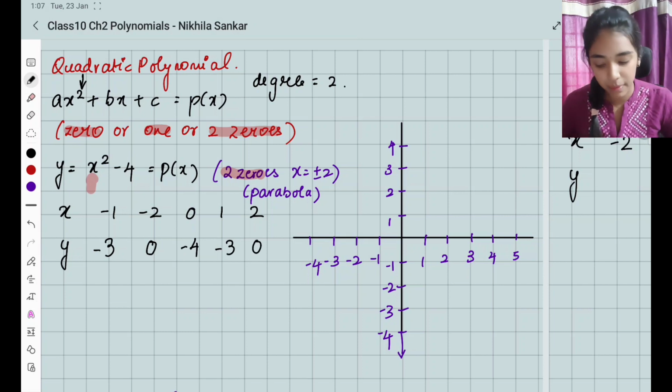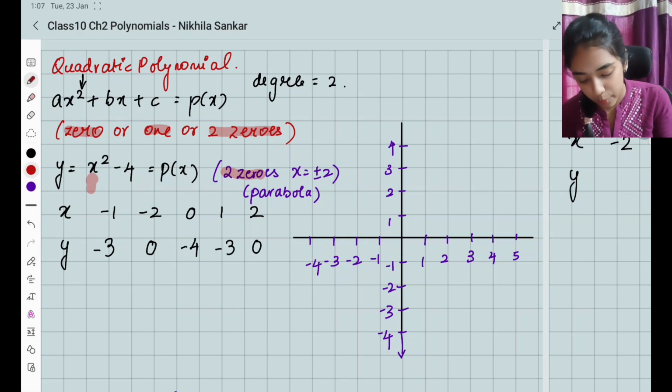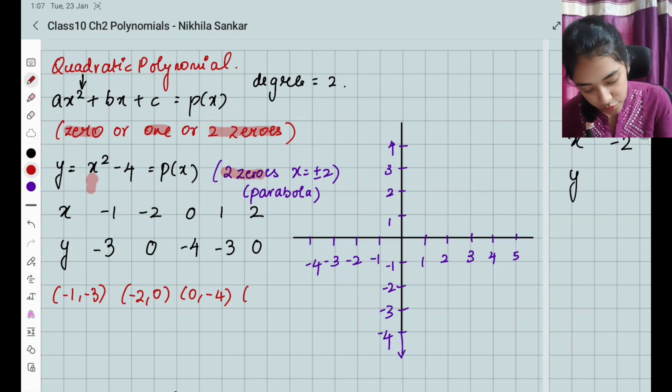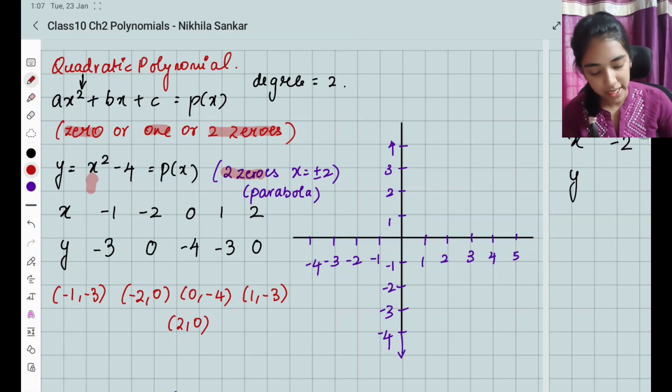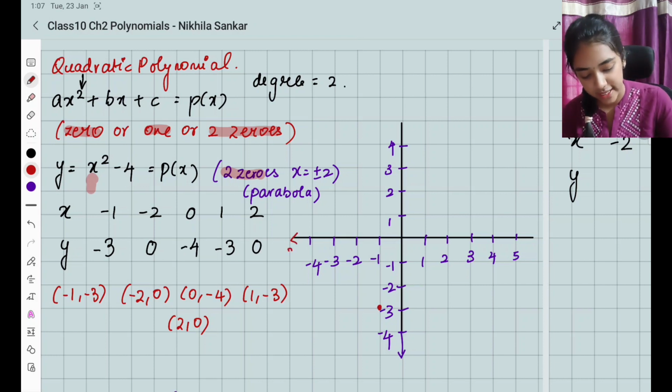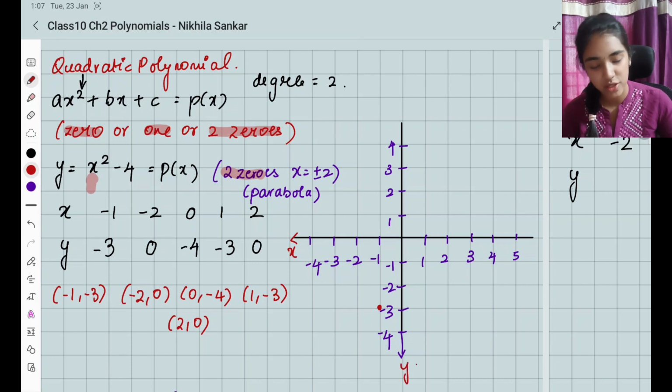இப்போ இதெல்லாம் plot பண்ணலாமா? So when I start plotting this, what are the points first of all? minus 1, minus 3, minus 2, 0, 0, minus 4, 1, minus 3, 2, 0. இதெல்லாம் தான் points. So let's start plotting. minus 1, minus 3. So minus 1 எங்க இருக்கு? minus 1 and minus 3 is going to be this. X la minus 1. This is your x-axis. So x la minus 1 and y la it is going to be minus 3.